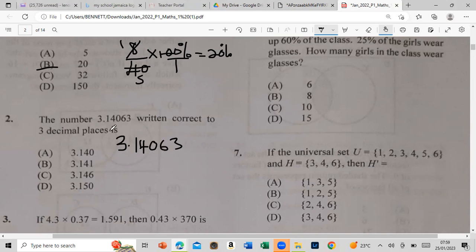Alright, so 3 decimal places means there should be 3 numbers after the decimal point. So here's our decimal point. So we have 1, 2, 3. So we check the fourth number. If it's 5 or greater, we add 1 to this. So our final answer would be 3.141. Alright.